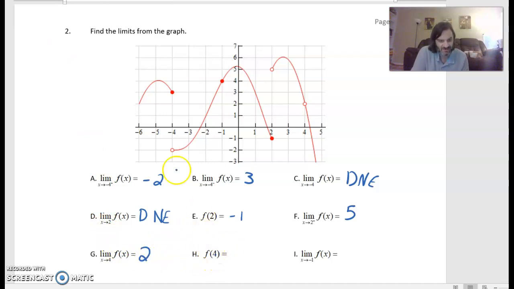H, f of 4. So f of 4, when we look at 4 here, it's an open circle. We look up, we look down, we don't see a value. So we don't see a given value for when x is 4, so it does not exist. Alright, the last one here, I, the limit as x approaches negative 1. So here, negative 1's over here. So as we come out from the left, it looks like we'll hit 4. Come out from the right, it looks like we'll hit 4. It's a nice continuous function. So that limit would be 4.